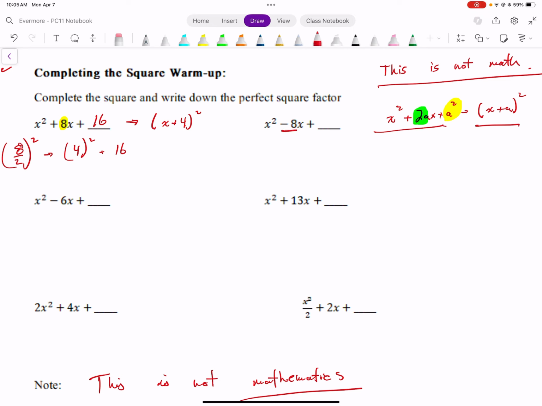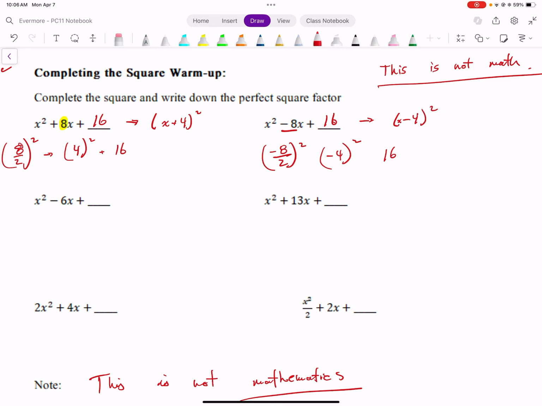So here, I'm going to complete the square. I take this middle coefficient, -8, I divide it by 2, and then I square it. Working within the brackets, that's -4 squared, and that's 16. So I'm going to add 16. So that is a perfect square. And if you factor it out, it does factor into x minus 4 squared.